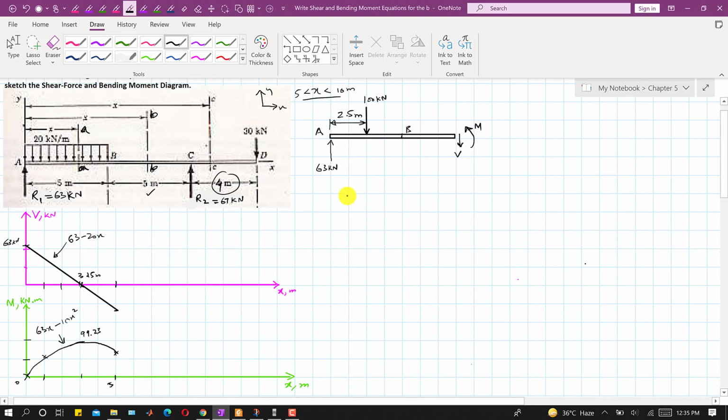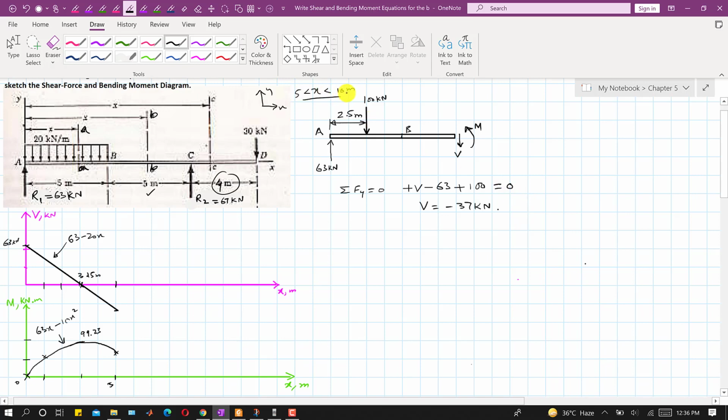So now if I apply the summation of forces along y equals to 0, so this is the positive V, so I will write plus V. This is acting in the negative direction, minus 63, and this is plus 100, and this is equal to 0. V will be minus 37 kilonewton, right?